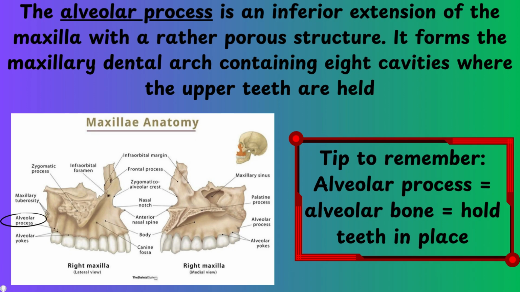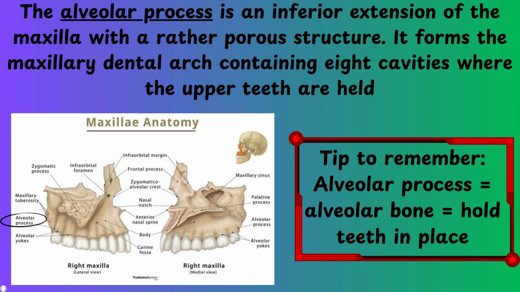The alveolar process is just like a sponge that is filled with holes, and these holes contain cavities where the upper teeth are held. 1, 2, 3, etc. So a tip to remember: alveolar process, as the name suggests, equals alveolar bone, which will hold the teeth in place.